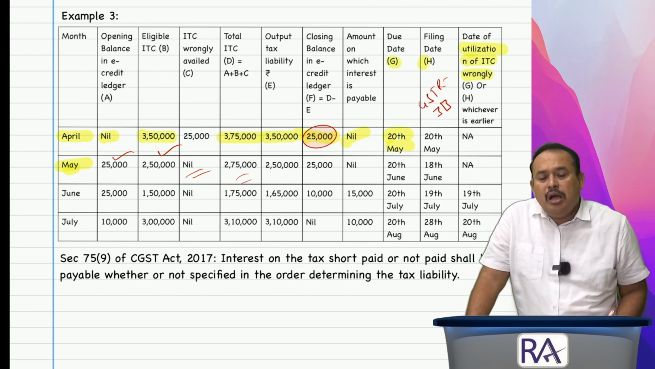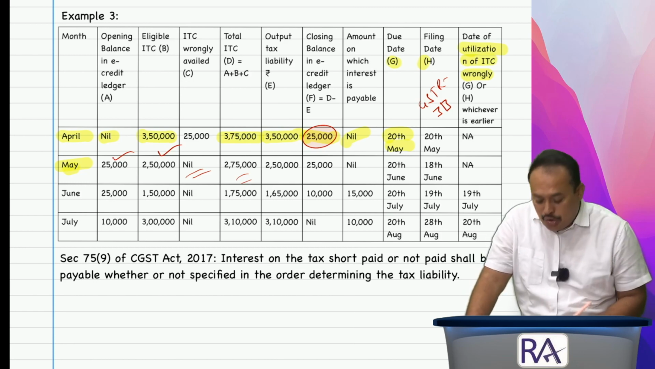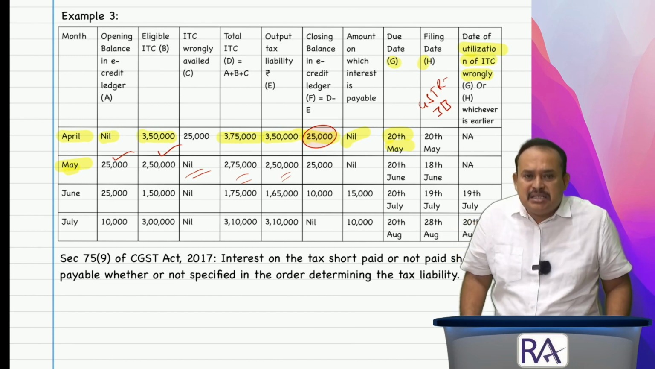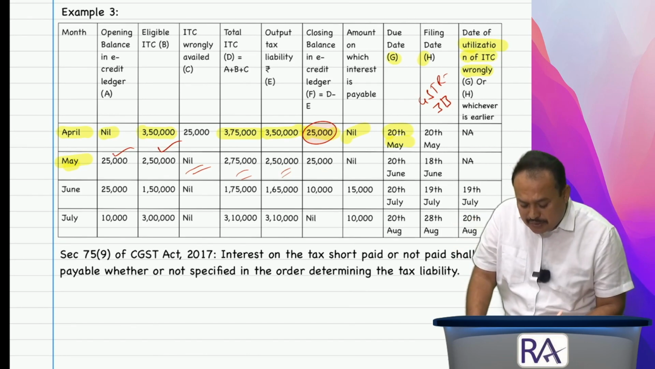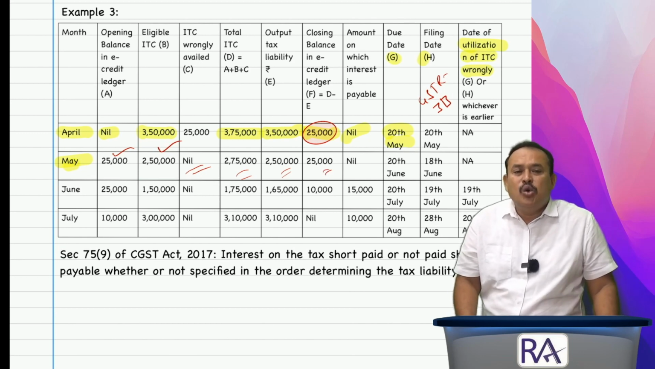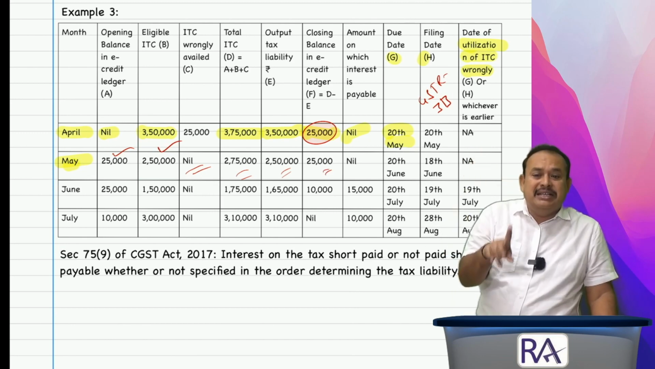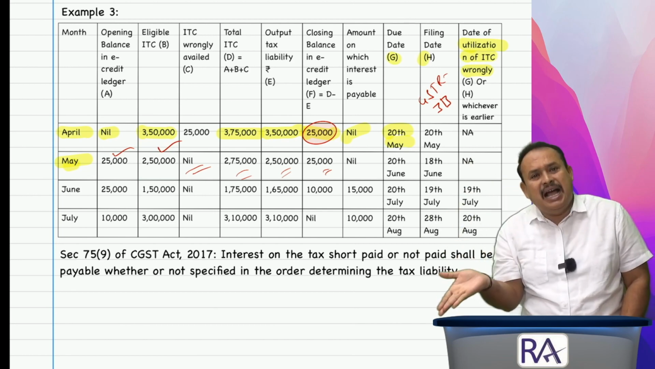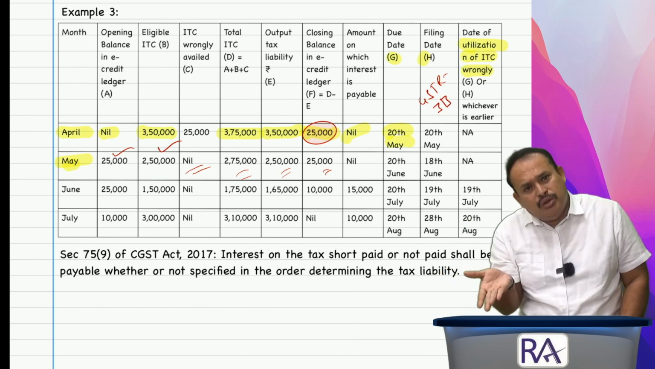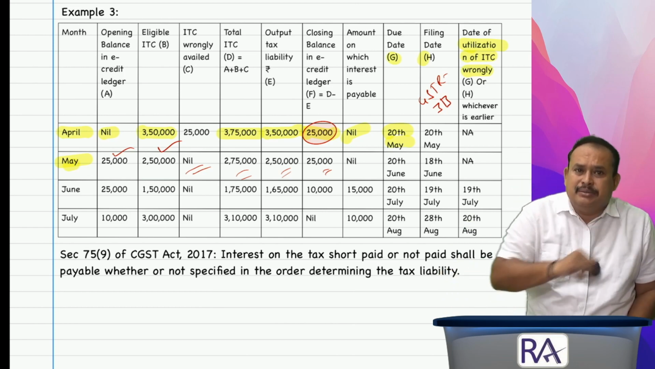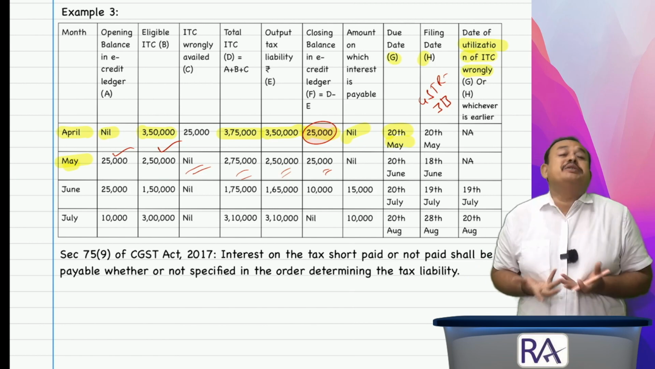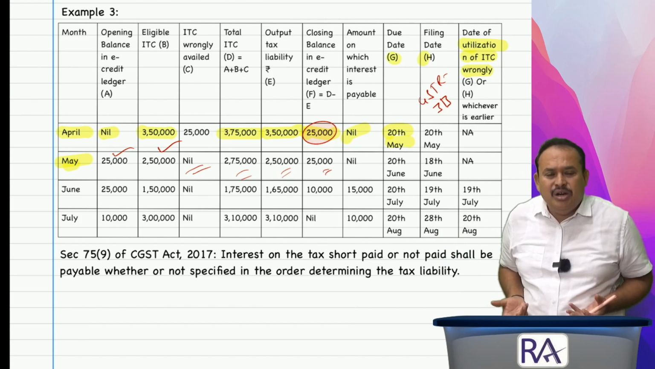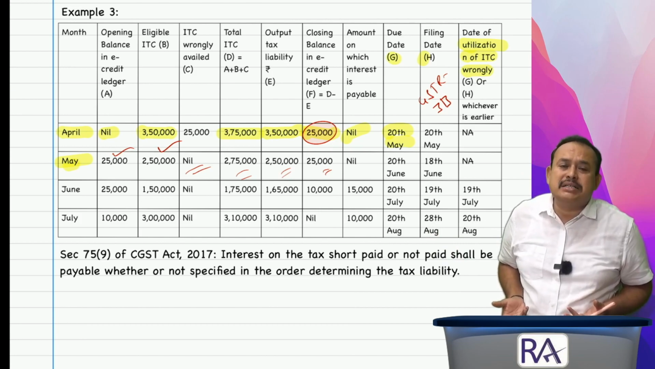Now, my output tax liability for the month of May is 2,50,000. I utilize the credit of 2,75,000. Still I have excess credit of rupees 25,000. In that case, what I have wrongly availed in the month of April, 25,000, is less than or equal to the balance available in the electronic credit ledger. Therefore, I have not utilized the credit. Since I have not utilized credit in the month of May, the question of payment of interest does not arise.